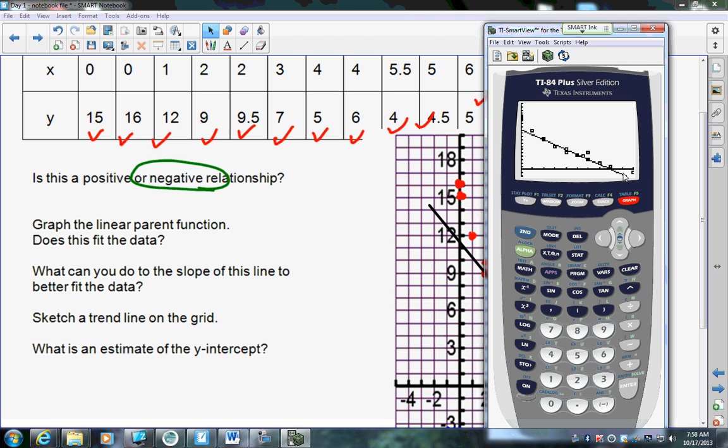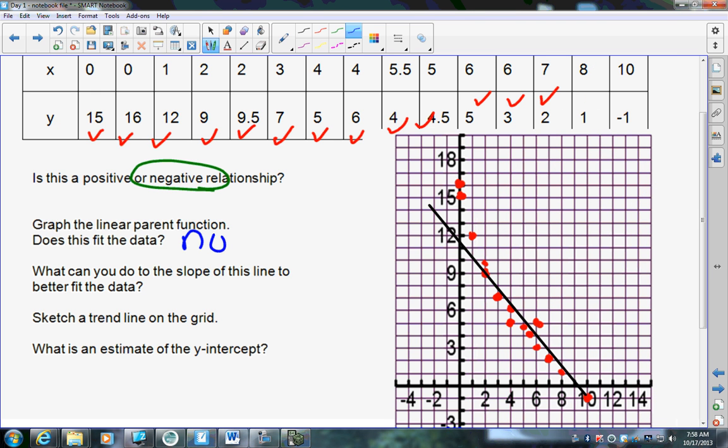So the questions on here say, graph the linear parent function, does it fit the data? No. What can you do to the slope of this line to make it fit better? Okay, we increase the slope. We made it steeper.